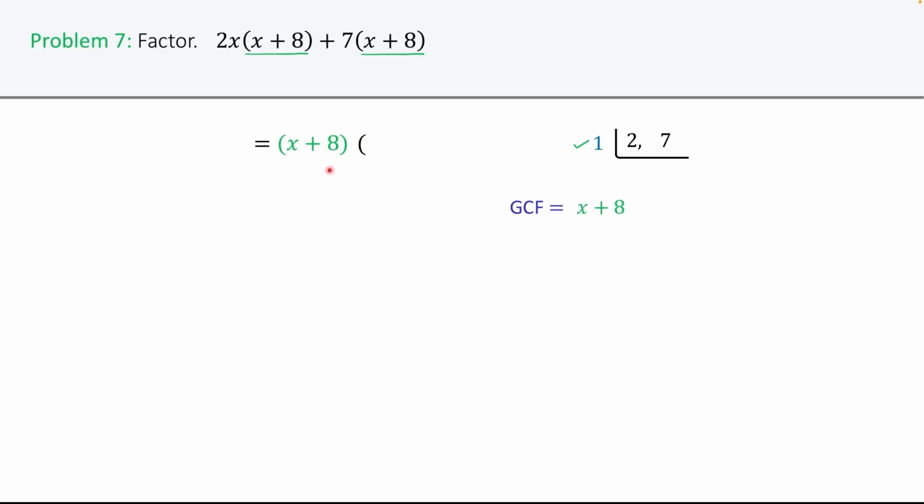Put parentheses. Now divide each term by x plus 8. If you divide this term by x plus 8 and x plus 8 gets cancelled, you get 2x. Plus, if you divide this term by x plus 8 and x plus 8 gets cancelled, you get 7. This is the answer.